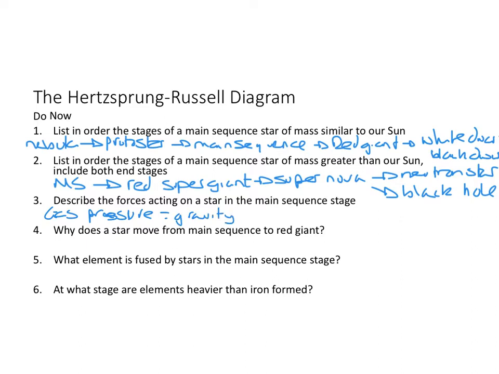Okay, why does the star move from the main sequence to the red giant stage? Okay, it runs out of hydrogen. Okay, what element is fused by stars in the main sequence stage? Well, obviously that's hydrogen. Okay, and finally, at what stage are elements heavier than iron formed? Okay, and that is the supernova. Okay.